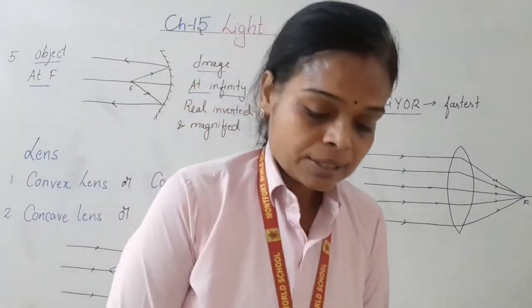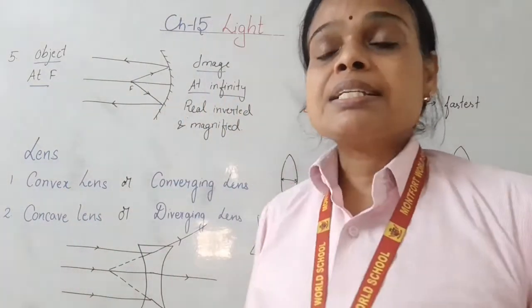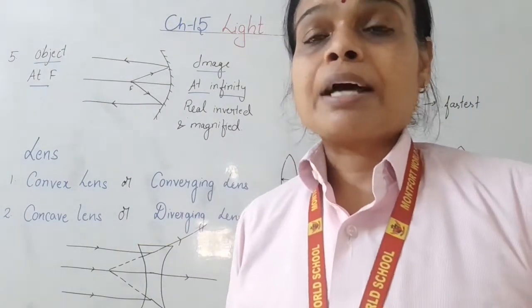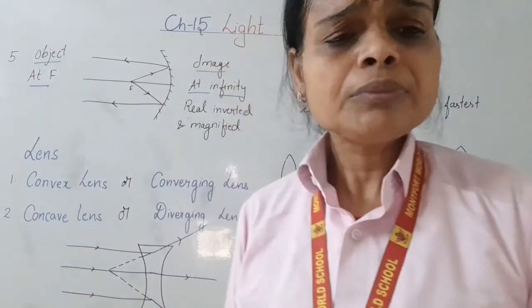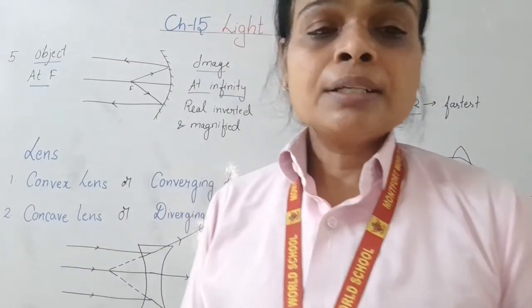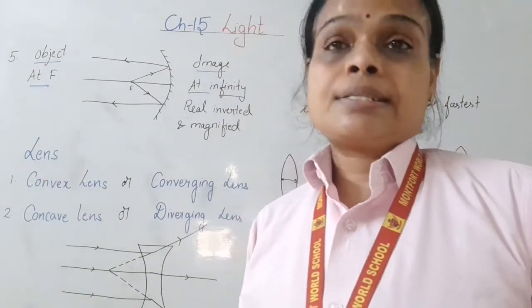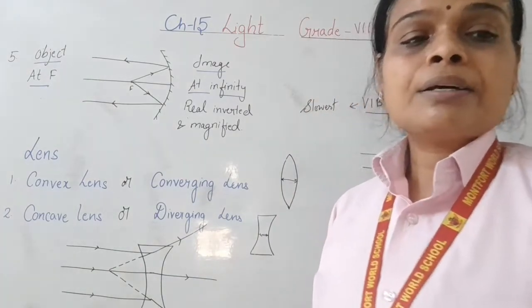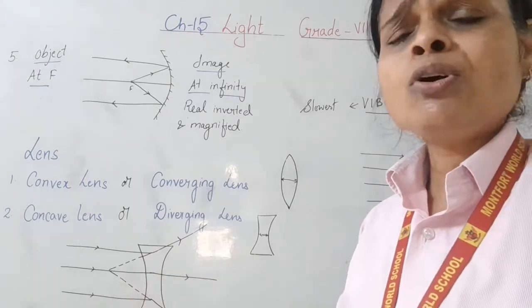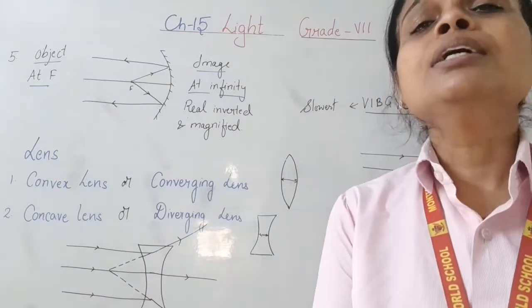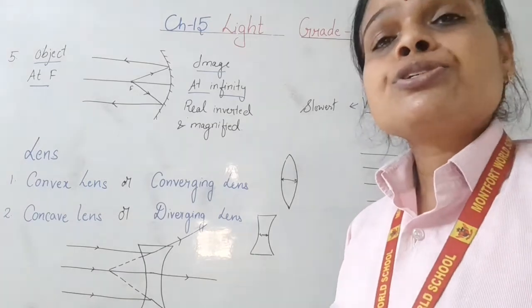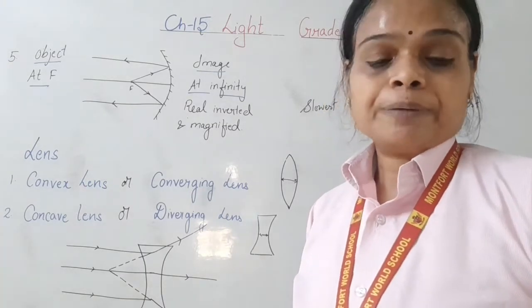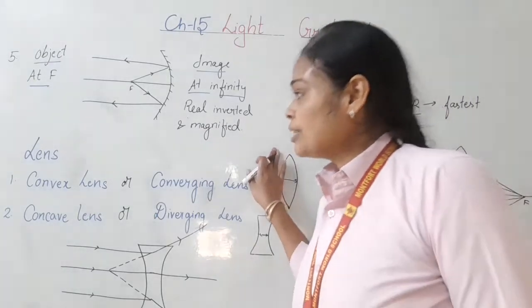The person driving an Activa can see the vehicles coming from the back, so it gives a wider view. They are also used on roadsides to avoid accidents, and they are used in shops to view what is going on in the shop, to prevent shoplifting. So these were the uses of concave and convex mirrors.